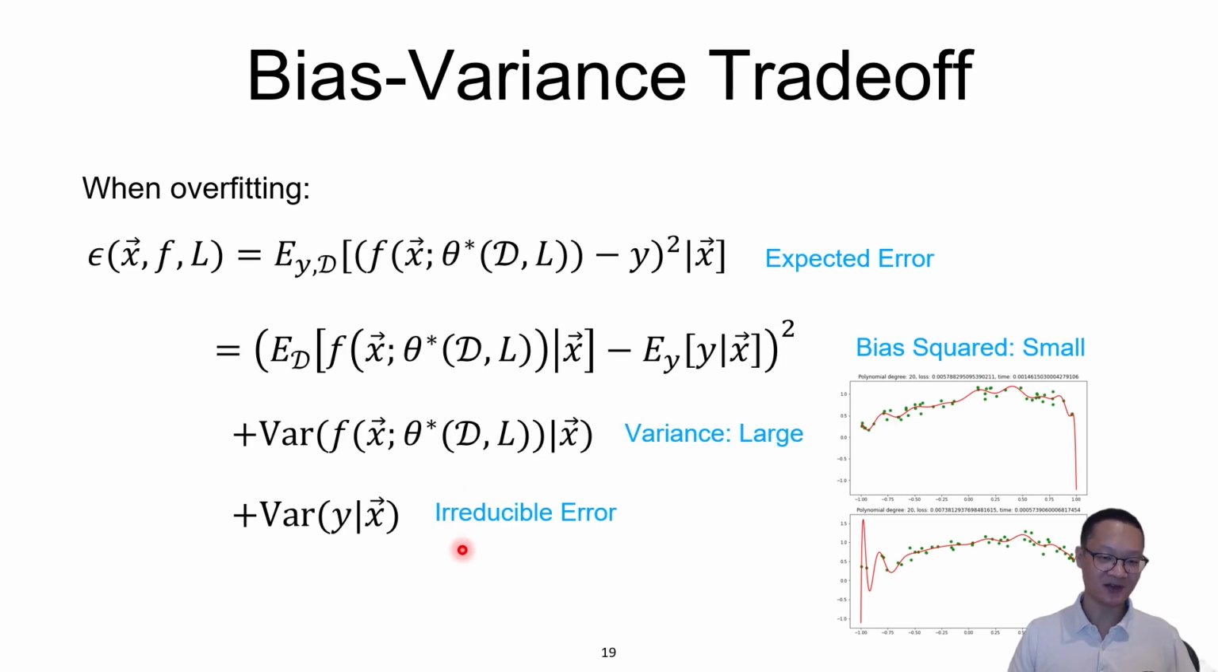Okay, and then irreducible error, can't really do much about that. This is simply the noise that we had when we generated these green data points. Okay, so in the overfitting case, we have small bias squared, large variance. So adding everything together, we actually end up having a large expected error, which is not what we want.